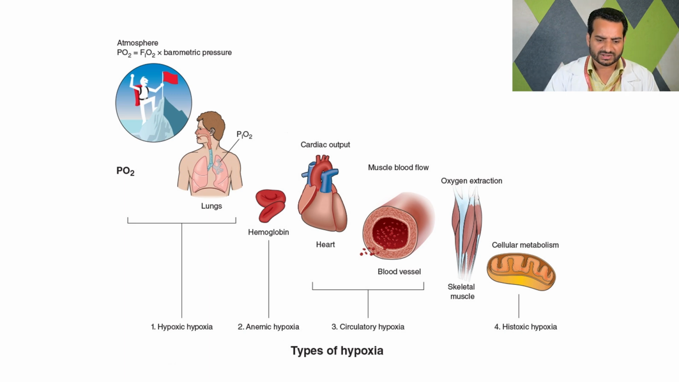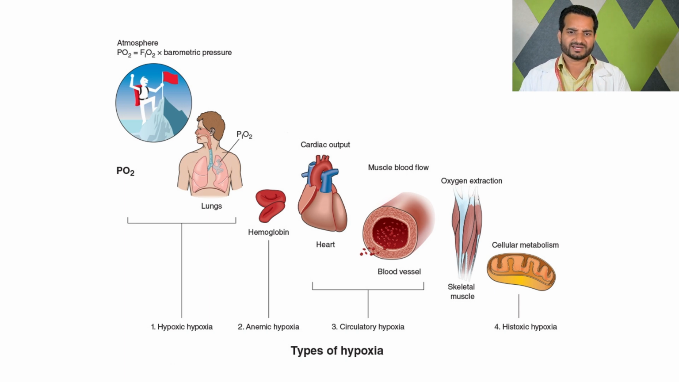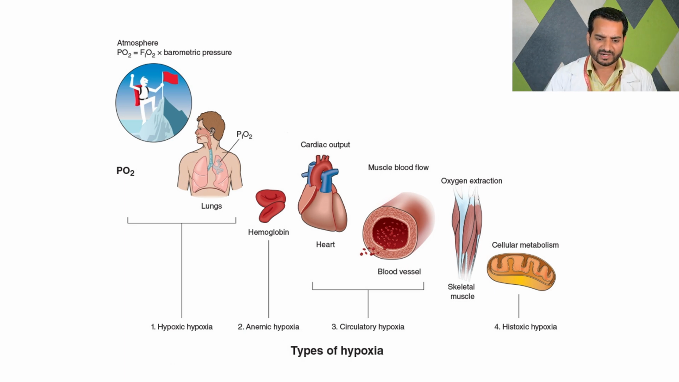Now the third type of hypoxia is called stagnant hypoxia. Stagnation means there will be the stoppage or obstruction to the blood flow. So here the partial pressure of oxygen is normal, the hemoglobin concentration of blood is normal, but due to the obstruction in blood flow, the tissue lacks blood flow, and that leads to decreased partial pressure of oxygen at tissue level. That is called stagnant hypoxia or circulatory hypoxia.